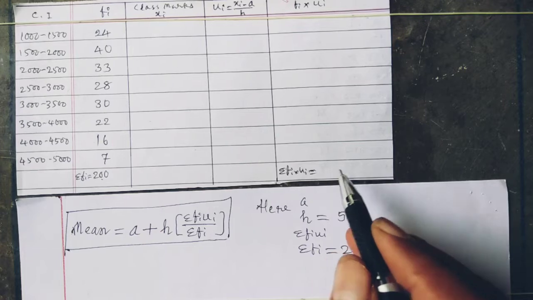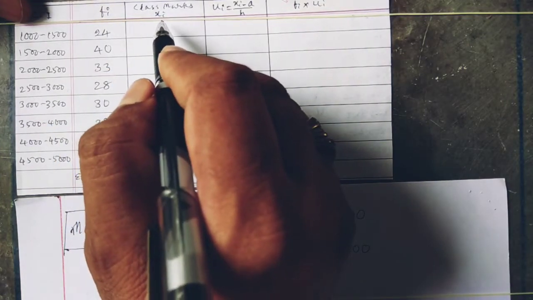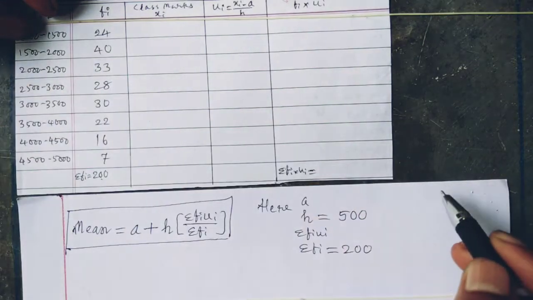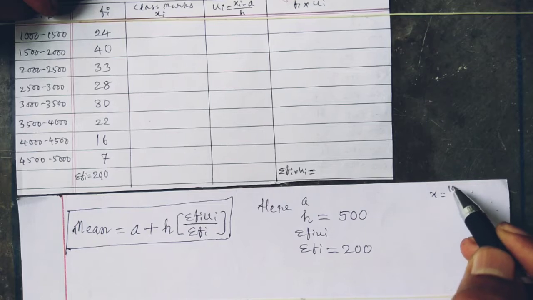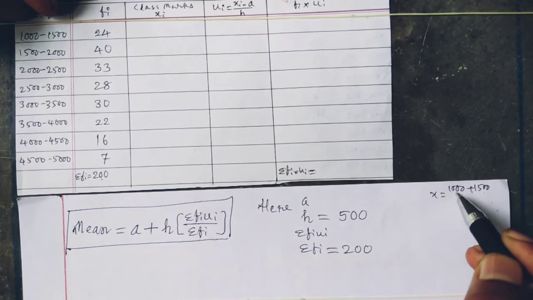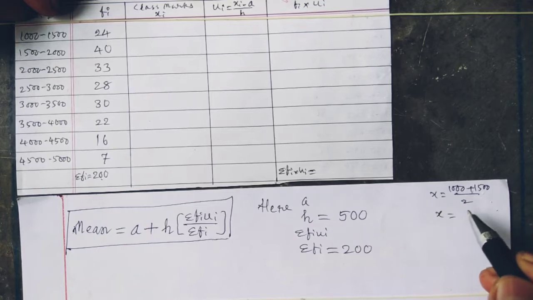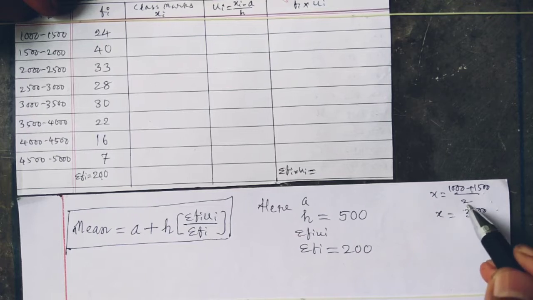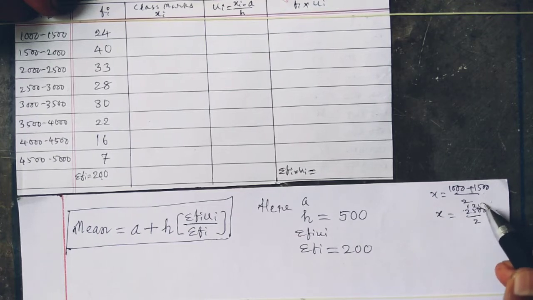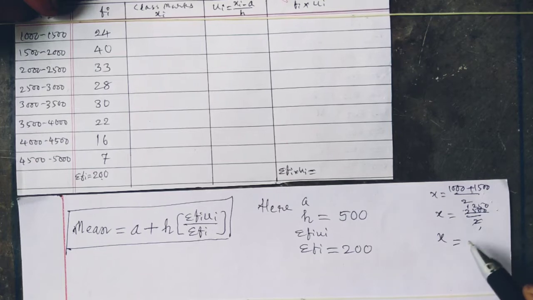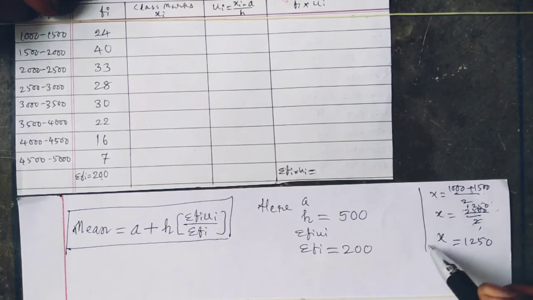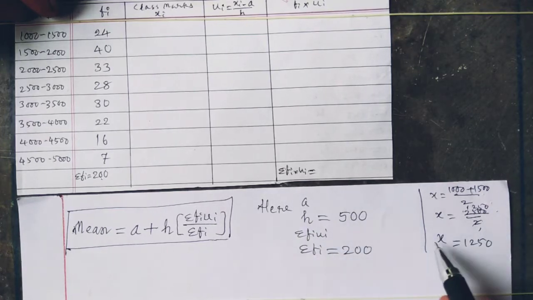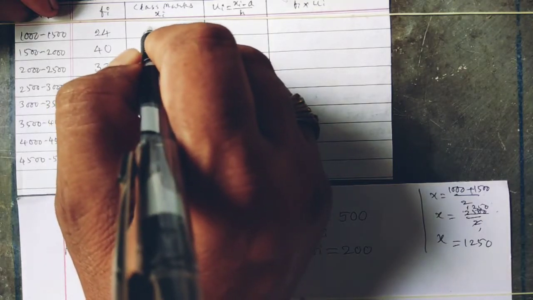First, class marks means mid values. We know class marks means the average of the class. x is equal to (1000 plus 1500) by 2, that is 2500 by 2, which is 1250. So this is the x value, 1250.